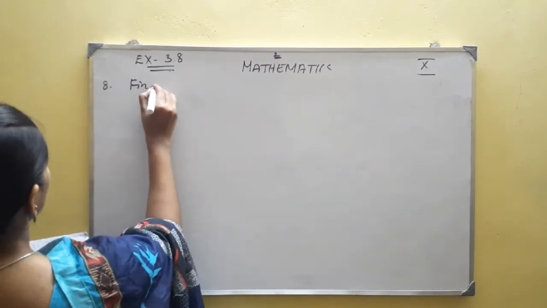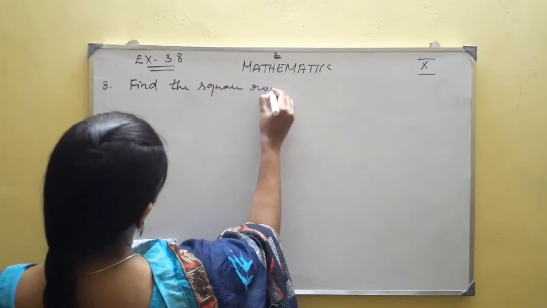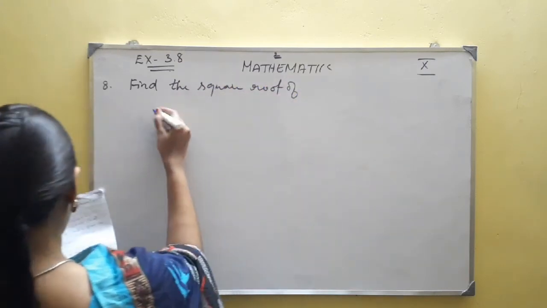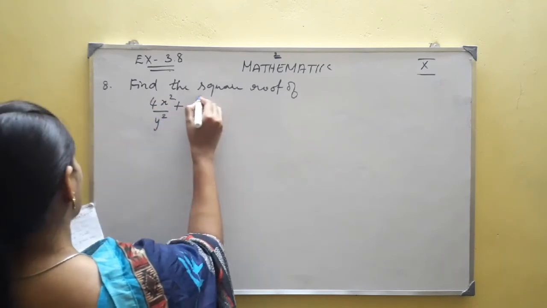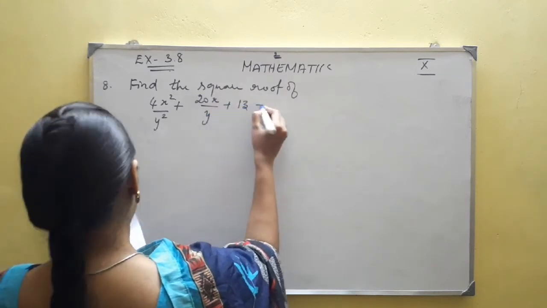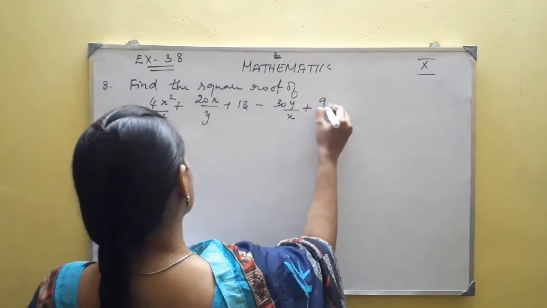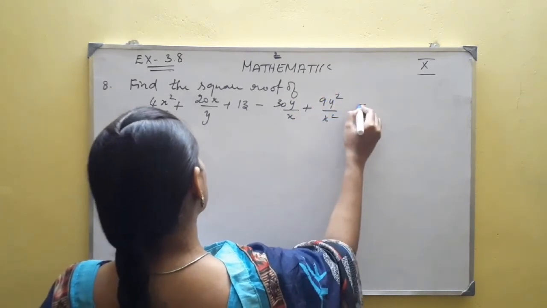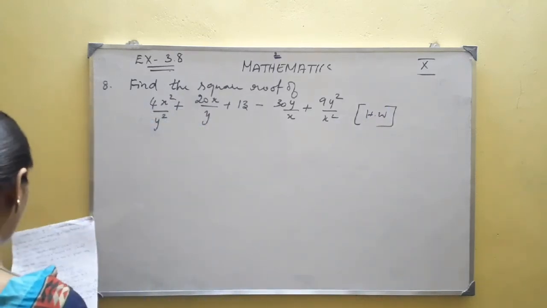So take this problem as a homework. Find the square root of 4x square by y square plus 20x by y plus 13 minus 30y by x plus 9y square by x square. Do this problem in the same way as the previous one.